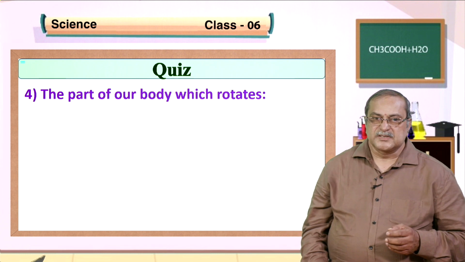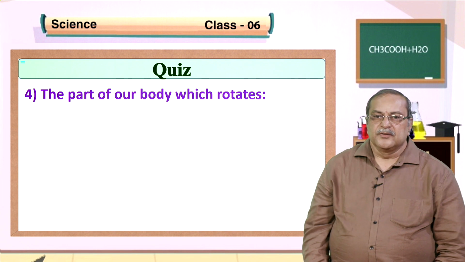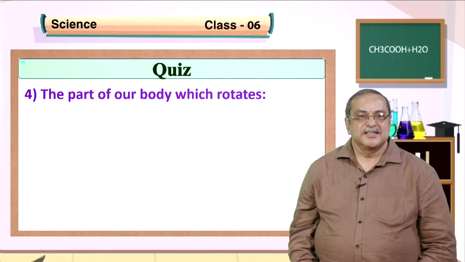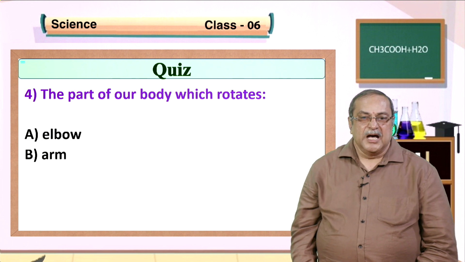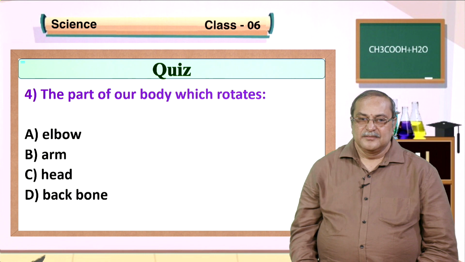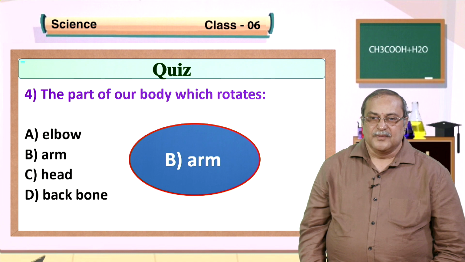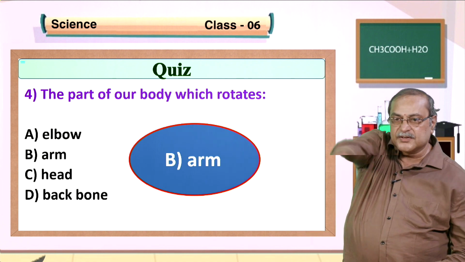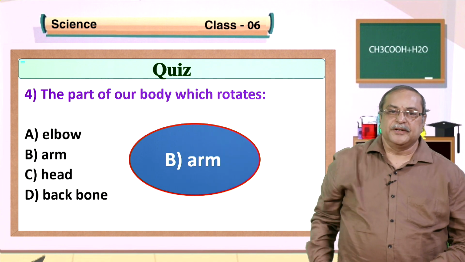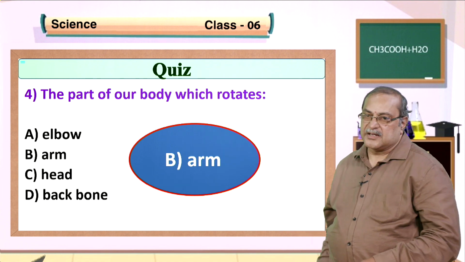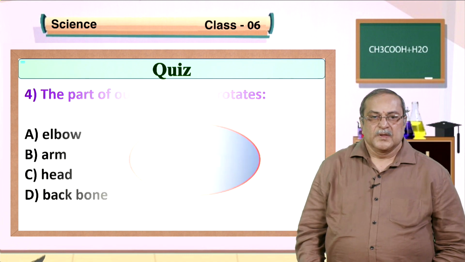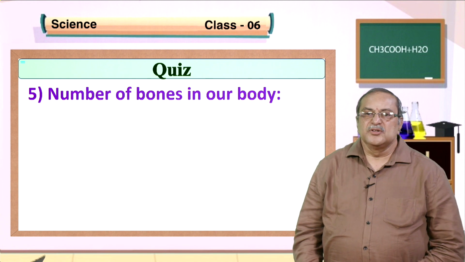Okay. Next point, the part of the body which rotates. Let us see: elbow, arm, head, backbone. So, think which will rotate. Arm can be rotated, no? You have seen in the video that we can turn your hand fully, so one arm can be rotated. For bowling, you think the arm goes back and a full rotation can be done. So, the arm will rotate.